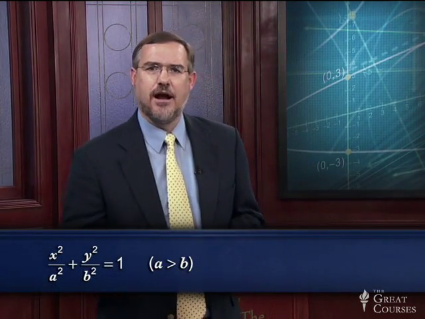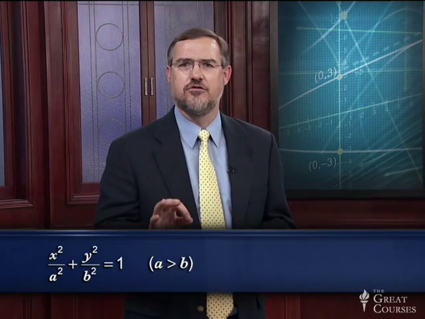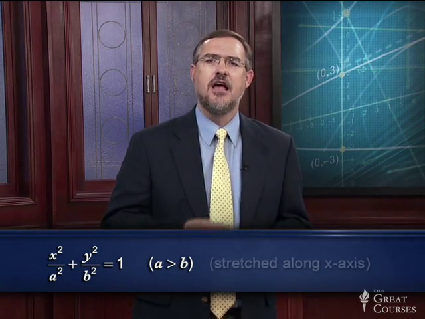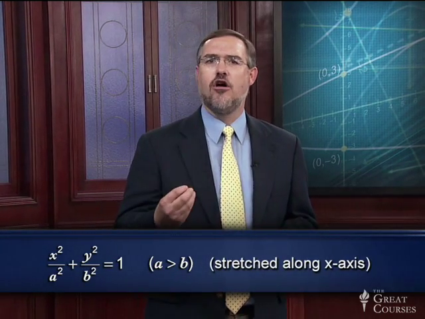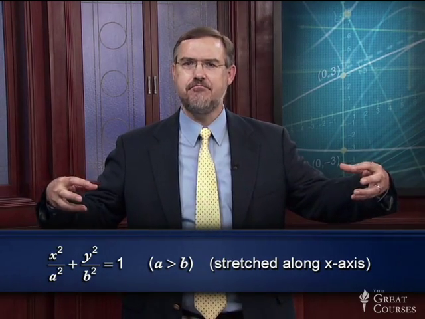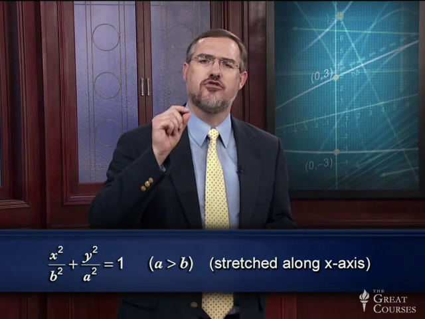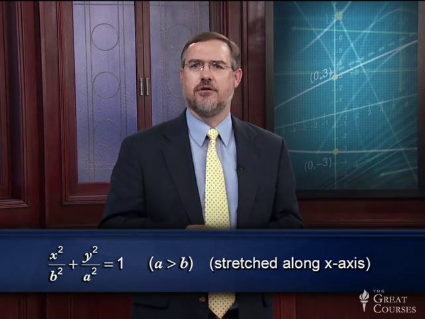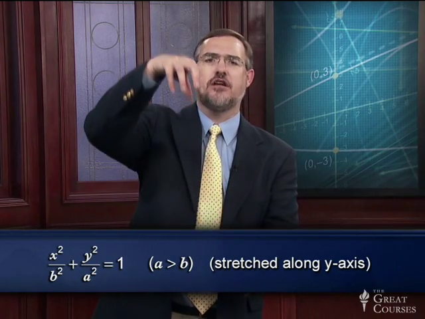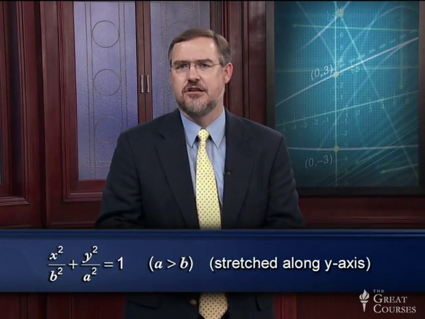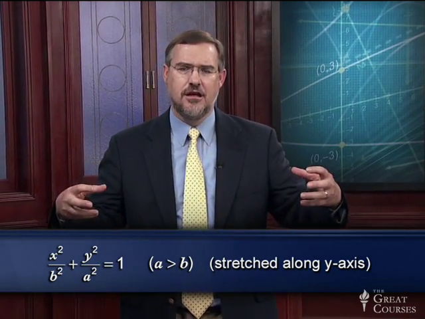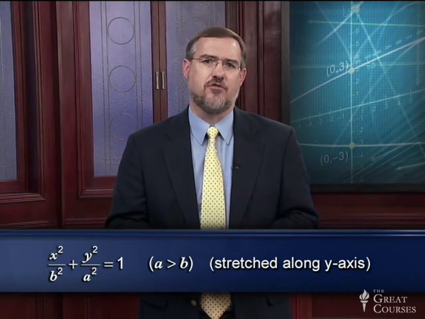If the a squared is under the x squared term, and remember the a squared is the larger of the two denominators, then the ellipse will be elongated or stretched along the x-axis. But if the denominator under the y squared is the larger of the two, then that ellipse is going to be stretched out vertically along the y-axis. So the larger of the two denominators is telling you exactly the direction in which the ellipse is actually stretched.